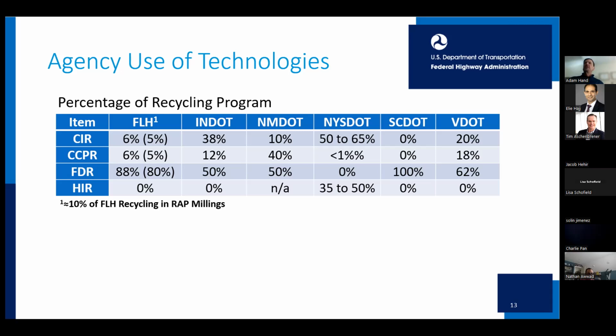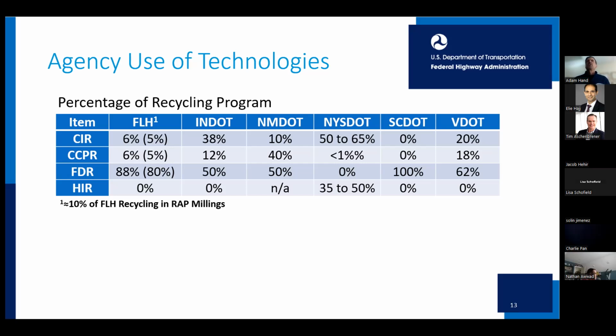New Mexico DOT, about 10% CIR, 40% CCPR, and 50% FDR. New York State gave us a range of 50 to 65 on CIR and 35 to 50 on HIR. South Carolina was 100% FDR. And then Virginia was about 20% CIR, 18% CCPR, and 62% FDR. So again, different agencies are using different techniques, those that are most effective for their needs, and the total distribution of their recycling programs is different among the states.